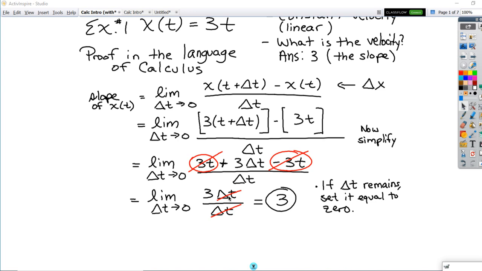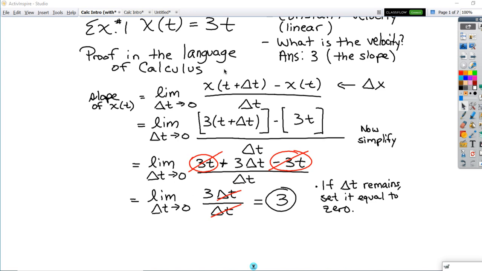Now because there's a delta t on the top and the bottom, they cancel out because delta t divided by delta t equals 1. So there's no delta t to approach 0. And so you essentially don't have to use the limit at all in this problem because the delta t disappears. All you're left with is 3. And so this shows you that no matter what the time is, the slope is always going to be 3.